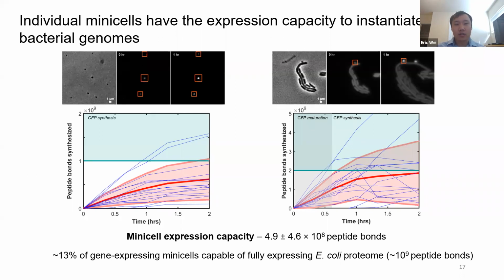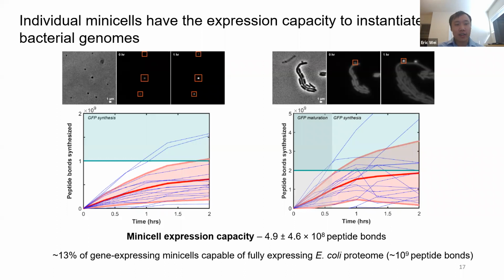Similarly, we used a similar method to trace progenitor cells that produce minicells and track those minicells that were freshly formed by progenitor cells. Of course, using this method, we also had to take into account possible GFP maturation that occurred. But using this, we were able to get a similar measurement of peptide bond synthesis, expression capacity from minicells. So at the higher end, we could have minicells that exceeded 1 billion peptide bonds produced within this 2-hour time frame.